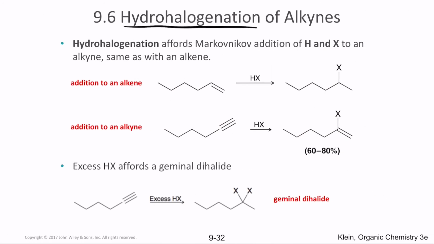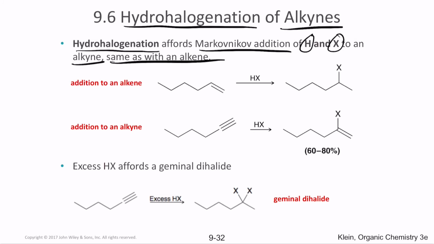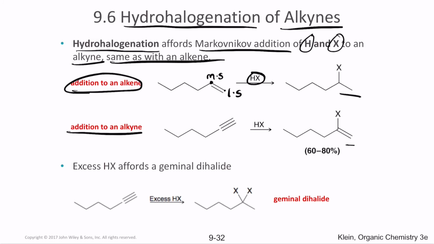Next, let's discuss hydrohalogenation of alkynes. Hydrohalogenation is the process that affords the Markovnikov addition of both hydrogen and the halogen to an alkyne, same as with an alkene. When you add to an alkene, it undergoes a Markovnikov addition where the more substituted carbon gets the halogen and the less substituted carbon gets the hydrogen. So the addition to an alkyne follows the same process, but it does not result in the formation of an alkane; it rather creates an alkene. Remember that when you start with an alkene, you end up getting an alkane. When you start with an alkyne, you get an alkene.